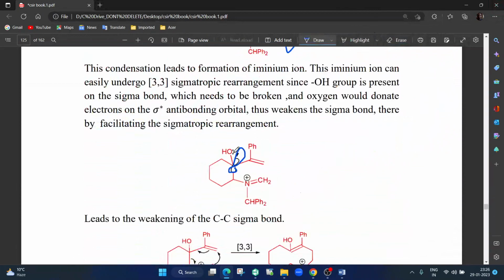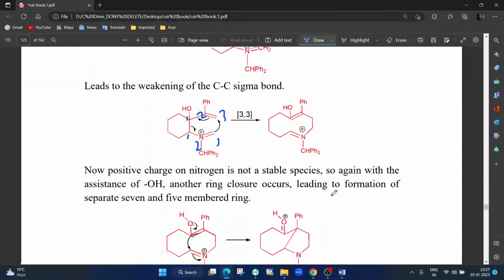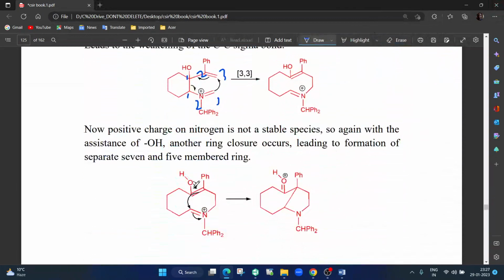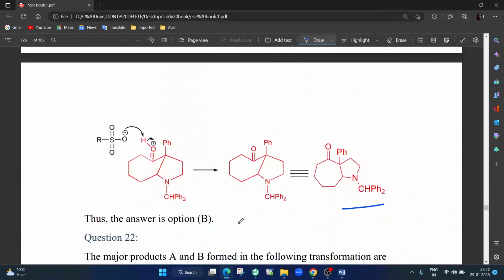Anti-bonding molecular orbital is there, so this oxygen pumps electrons in the anti-bonding, making it weaker, and therefore now you can count, because it is breaking here, so it is 1, 2 and 3. I should write here 1, 2 and 3, and here also it is 1, 2 and 3. So this goes and attacks here, this comes here, you get like that, and then this oxygen comes and attacks here, and this comes here, and you get this product, and this proton is taken away, you get this. Answer is option B.